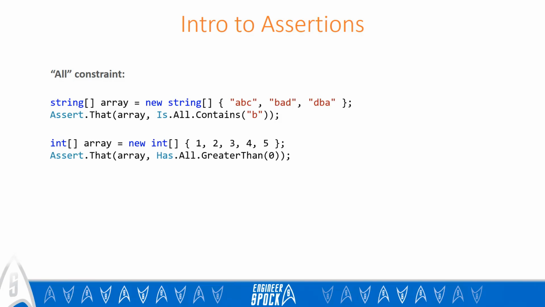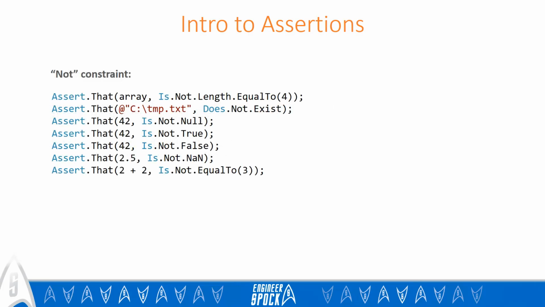The second assertion here checks if all the items in the array are greater than 0. In this case, the constraint expression will be evaluated to true, since all the values are greater than 0. This constraint is comprised of two levels, has and all.